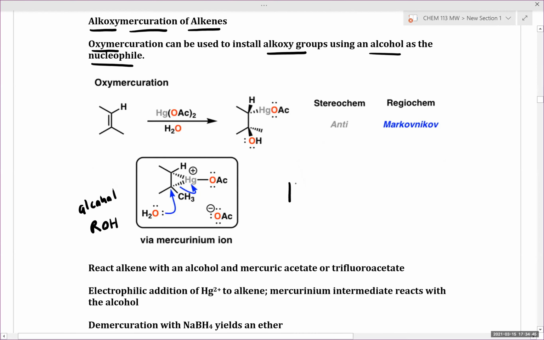So just to showcase an example of this, if you have your typical alkene and you treat it with mercury acetate, and this time, rather than using water, let's suppose what happens if we use methanol. So first we have coordination. We generate our mercurinium ion.